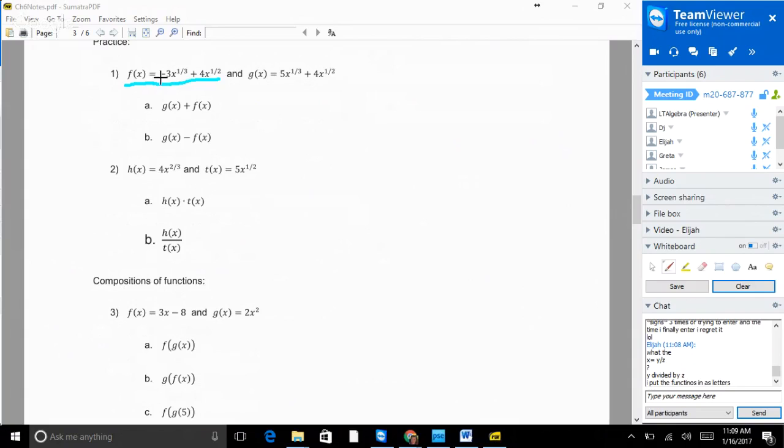So you've got f of x equals this expression here, and you have g of x equals 5x to the 1/3 plus 4x to the 1/2 power. So these are two different functions. They're separate. If I wanted to add g of x and f of x together, what would I do?